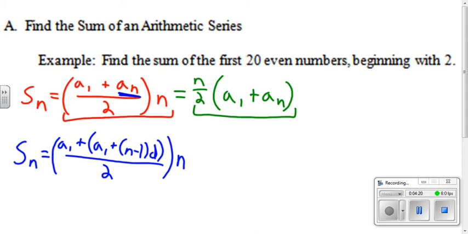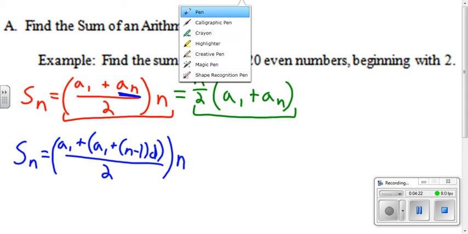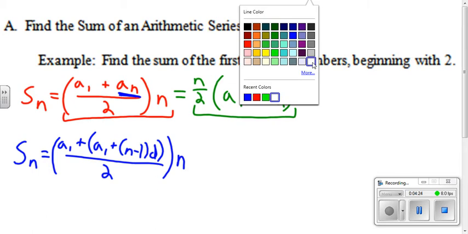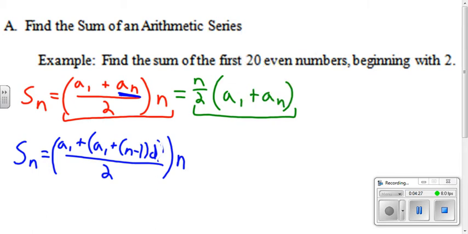Now, a couple things to notice here. We can get rid of these parentheses. We don't necessarily need those. We also can combine these a sub 1s together and just call it 2a sub 1. So now we have 2a sub 1 plus n minus 1 times d all over 2 times n.